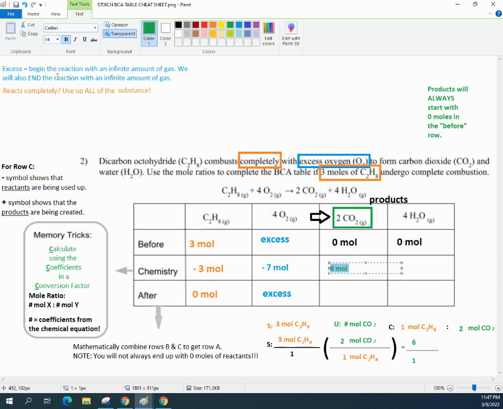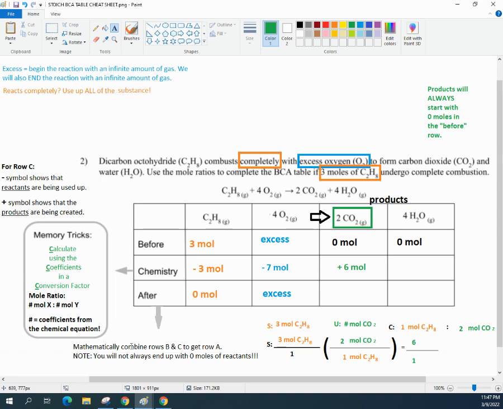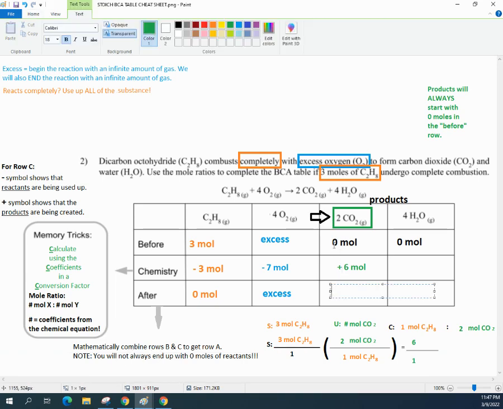We have to determine whether we are gaining or losing those moles. Remember, this is a product and products are always being created. So we're going to have to put a plus symbol in front of this. Remember, mathematically, we just combine rows B and C like it's an addition problem. So 0 plus 6 is 6 moles.